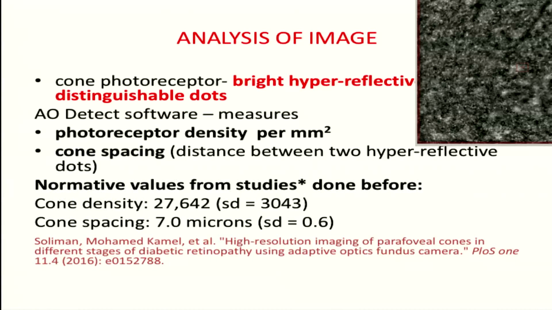The analysis of the image is done with the computer algorithm along with the deformable mirror. There is an AO detect software which processes the image and gives the density per mm square. The normative data values have been quite varied in many studies, and still many studies have to be done in the Indian population.